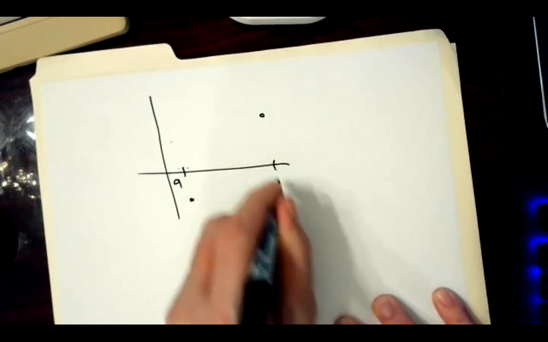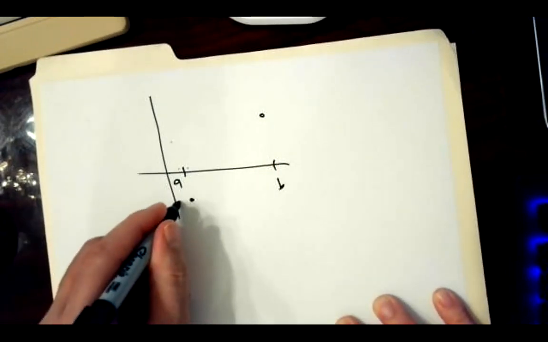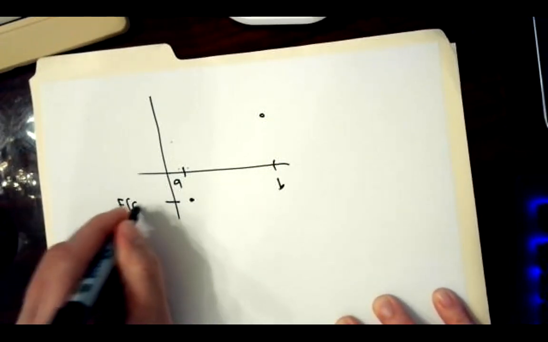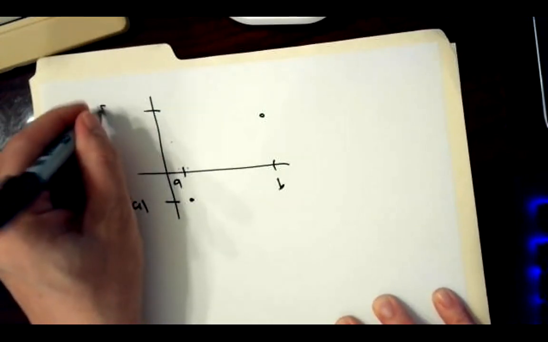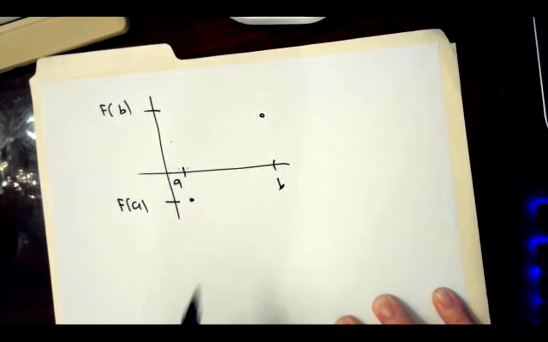So in case it wasn't clear, I've got x equal a and x equal b. The function values are the y coordinates of these points.